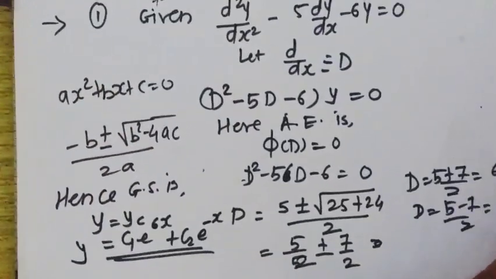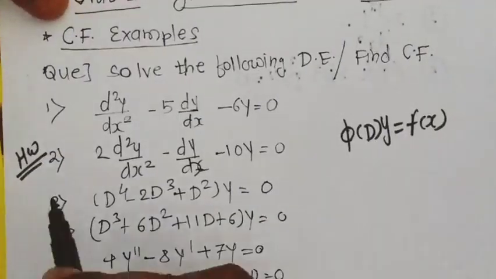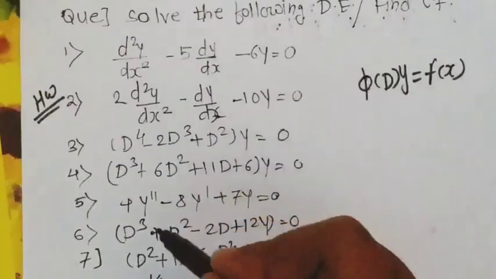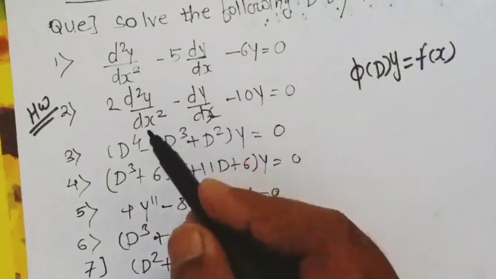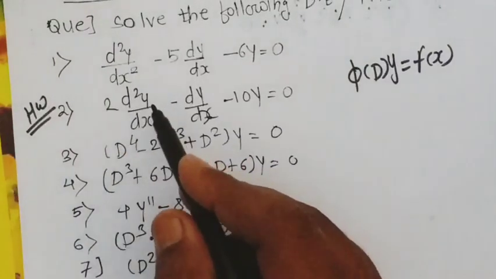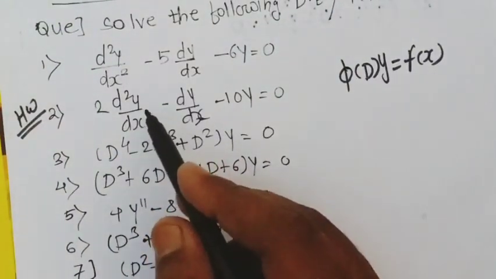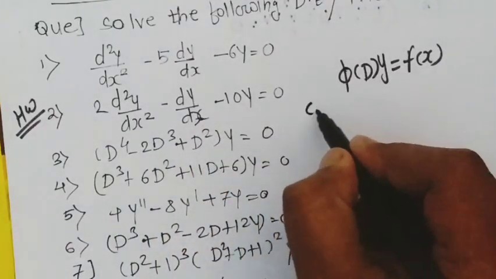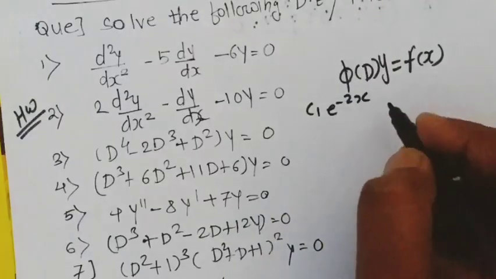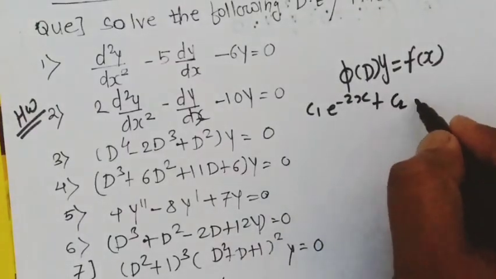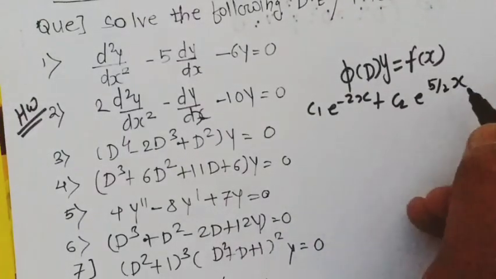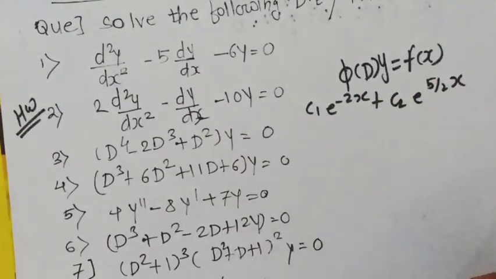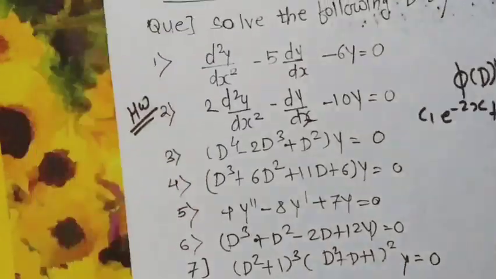Okay, let us take the next example. The next example is also again a second order differential equation, so we'll get a second degree polynomial. Again, by using the previous technique, proceed and try to get the solution of this differential equation. The answer for this is C1 e to the power minus 2x plus C2 e to the power 5 by 2x. Means one root you will get as 5 by 2, and the second root as minus 2.